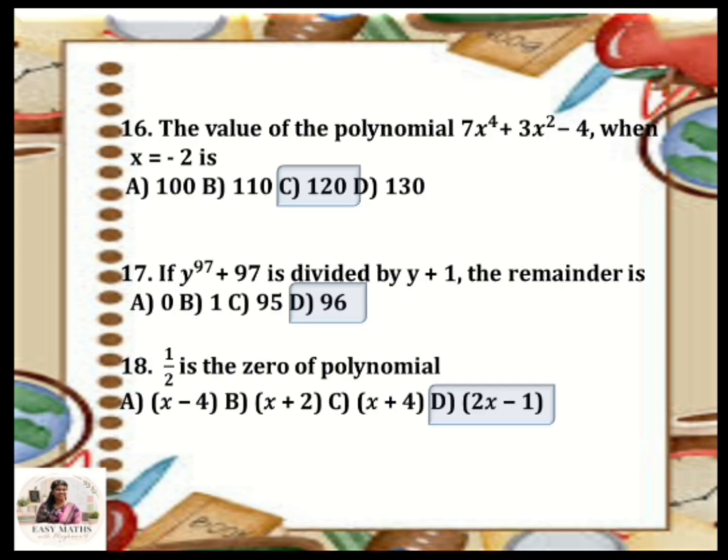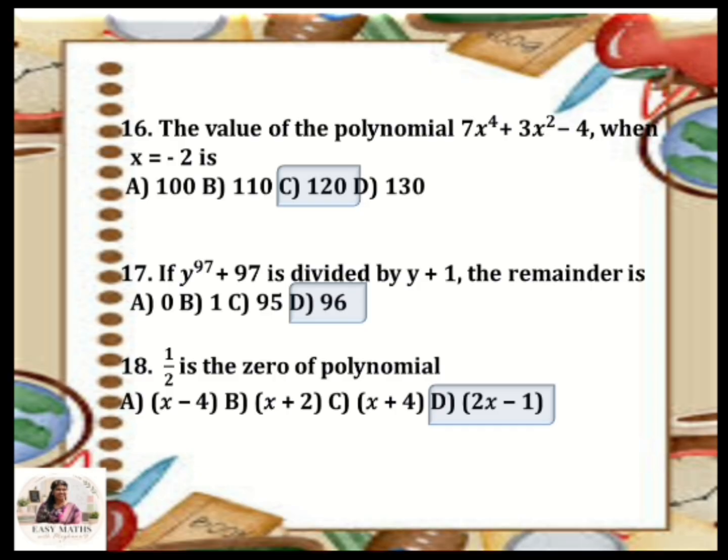Question number 17. If y raised to 97 plus 97 is divided by y plus 1, the remainder is. Here you have to divide y raised to 97 plus 97 by y plus 1. Then you will get the answer as option D, 96. Question number 18. 1 by 2 is the zero of the polynomial 2x minus 1. So option D is the correct answer.